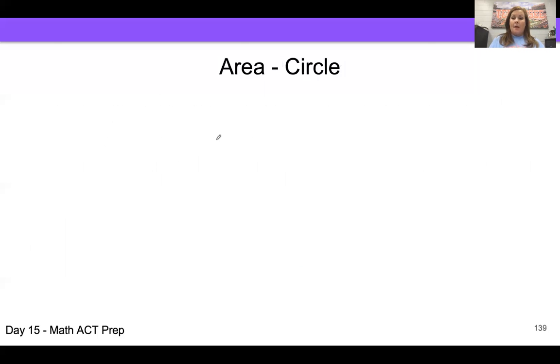Now, if it was multiple choice and it was a decimal, you can always estimate. Pi is 3.14, so 10 times 3 is 30. It's going to be a little more than 30.